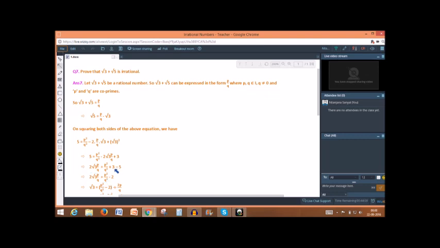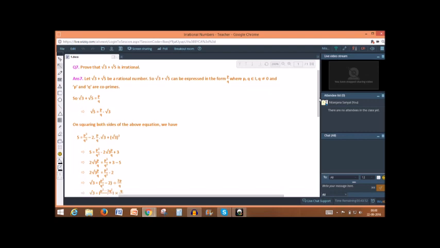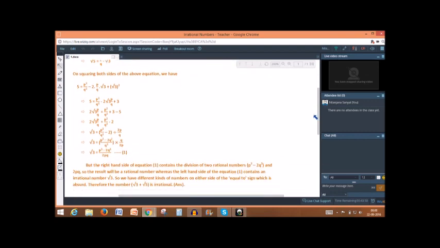Next, we see that 3 minus 5 gives us a minus 2. So in the right hand side of the equal to sign, we are having p square by q square minus 2. And in the left hand side, we have 2 root 3 p by q.